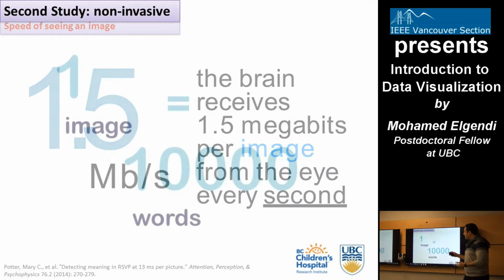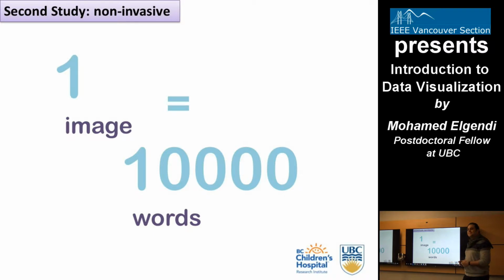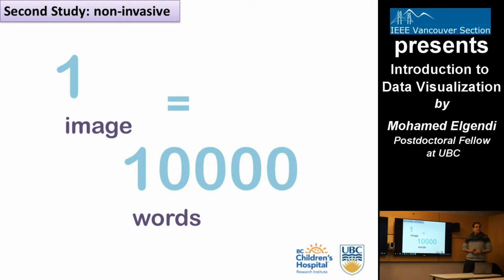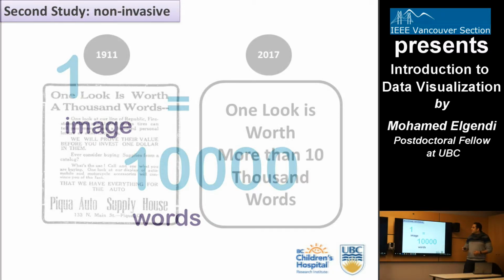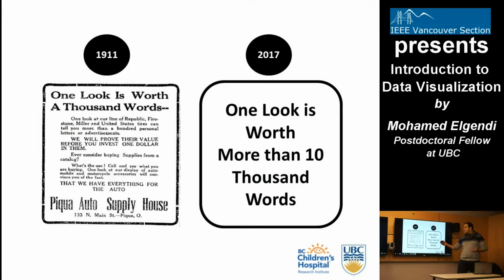Following the same assumptions of presenting words, one image is about 10,000 words, non-invasively. So in other words, in 1911, one look is worth 1,000. In 2017, we can say one look is worth at least 10,000, according to the non-invasive study. So that's how powerful the image is, or the figure that you are presenting.